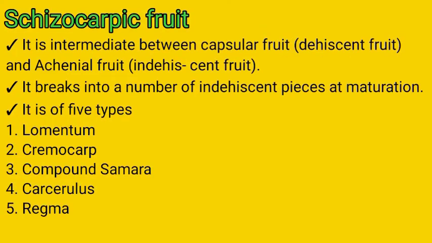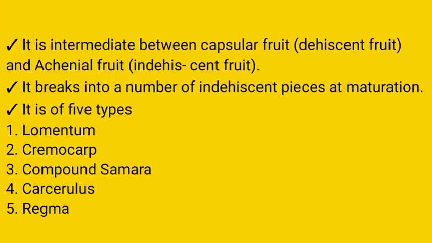Schizocarpic fruits. Schizocarpic fruits are an intermediate type between dehiscent fruits, capsules, and indehiscent fruits, achenes. It breaks into a number of indehiscent pieces at maturity. These schizocarpic fruits are of 5 types. Number 1, lomentum. Number 2, cremocarp. Number 3, compound samara. Number 4, carcerulus. Number 5, regma.